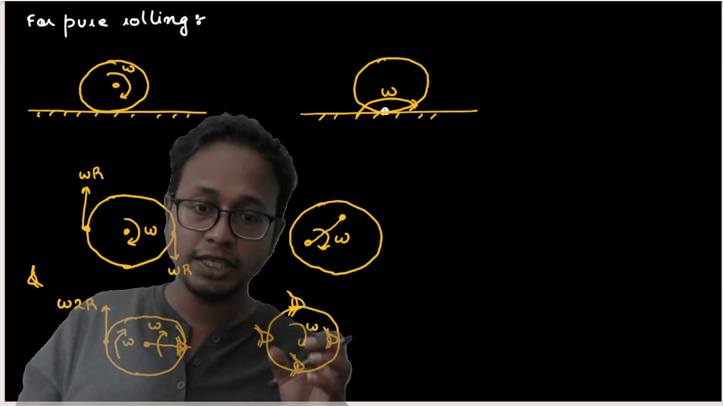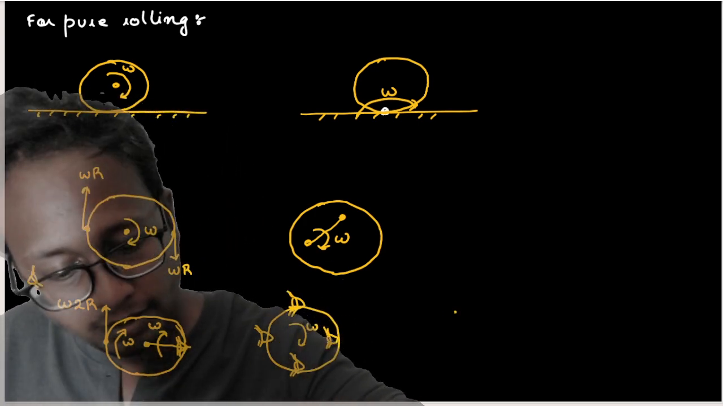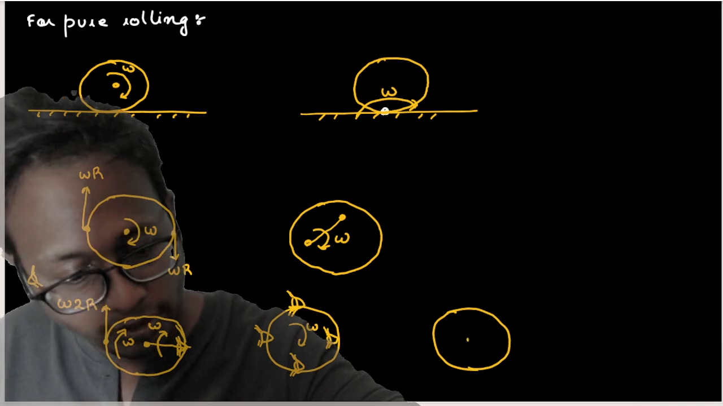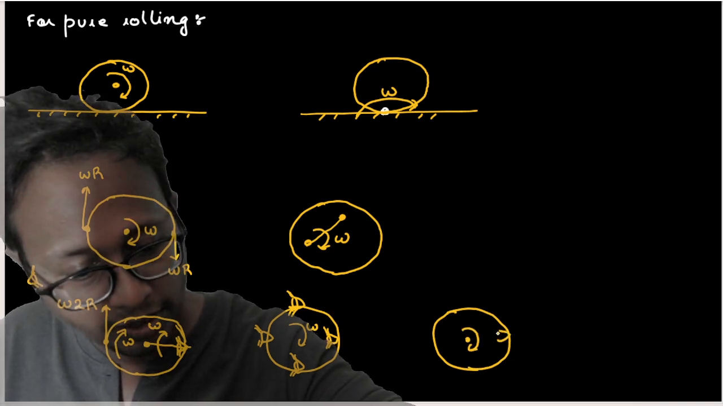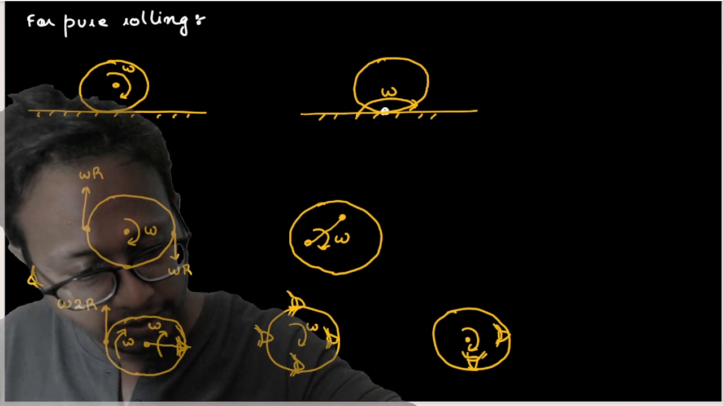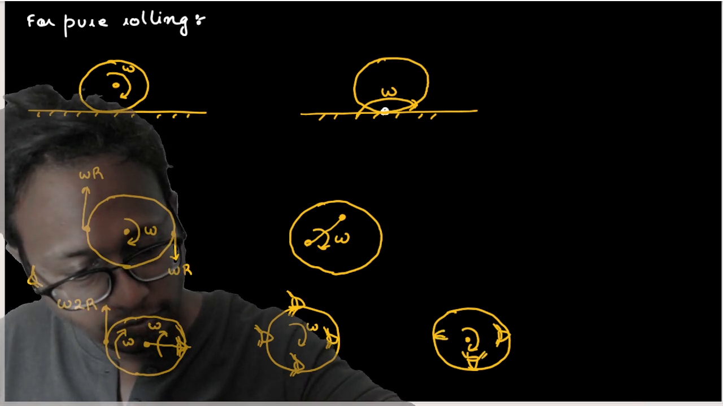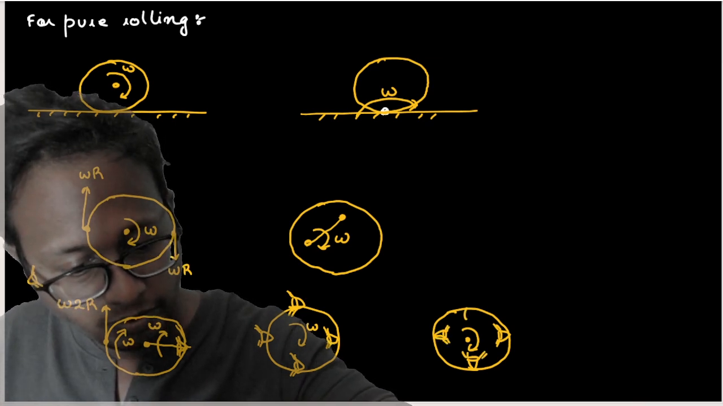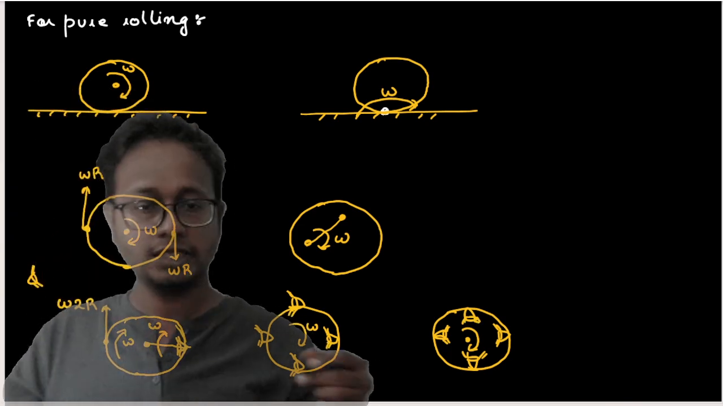If the observer was moving with the disc and rotating with the disc, what would happen? When he was out here, the eyes would be in this direction. When he came down, the eyes would be in this direction. When he came out here, the eyes would be in this direction. When he came at the top, the eyes would be in this direction.